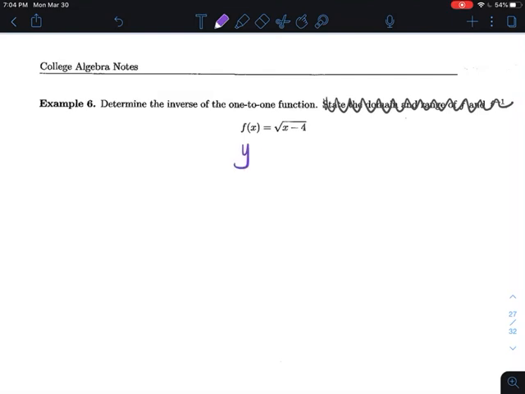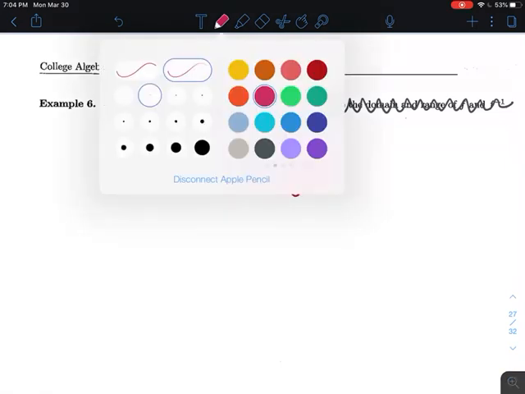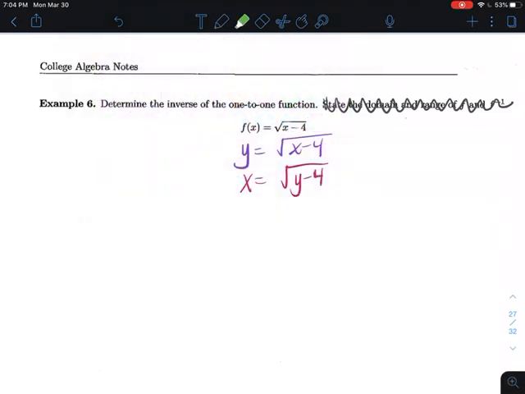Rewrite the problem using y equals. So y equals the square root of x minus 4. Switch x and y. So this is x equals the square root of y minus 4. And then your next step is to come back and solve for y. So in order for you to get y by itself, y is underneath the square root. So I have to get rid of that square root first. So to do that, I'm going to square both sides.